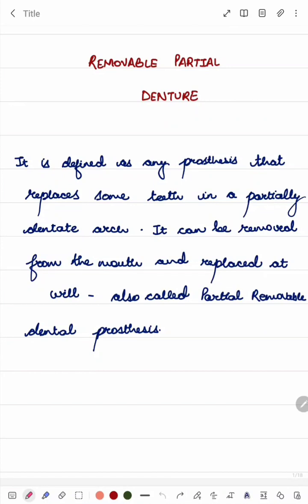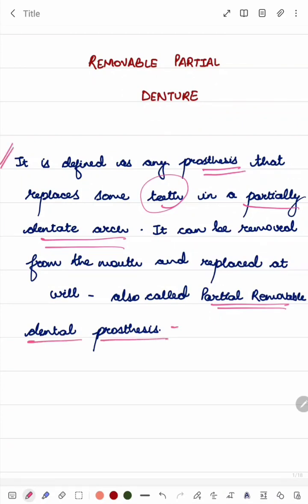It has the benefit that the individual can remove it and place it at his or her will. So it is basically defined as a prosthesis that replaces some teeth in a partially dentate arch. It can be removed from the mouth and replaced at will. It is also known as partially removable dental prosthesis. This definition should be learned as such. This is a standard definition of removable partial denture.